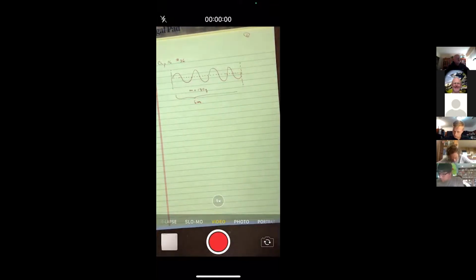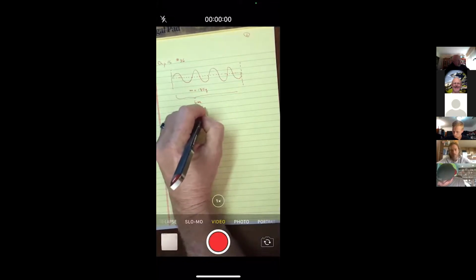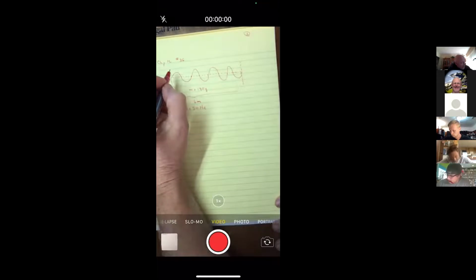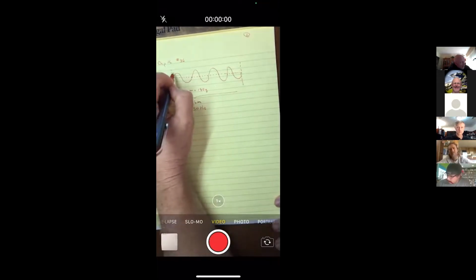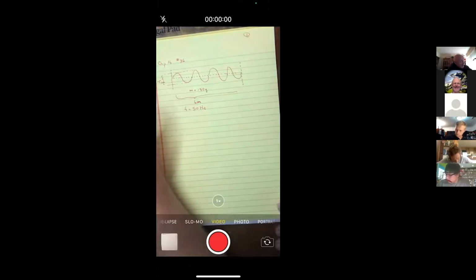Okay. The string vibrates sinusoidally and has a frequency f of 50 hertz. All right, I'll write that down. And it has a peak to valley displacement. Now, here's where the picture can come into play. So the peak is the highest point, and the valley or the trough is the lowest point. And they're saying that that's 15 centimeters.